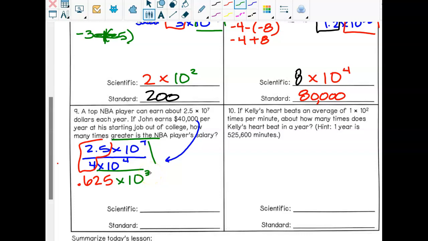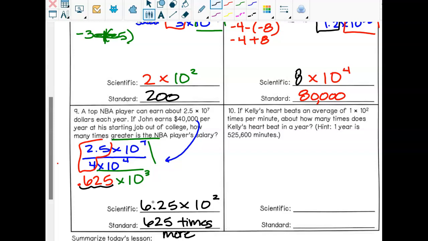So that's not a great way to write it in scientific notation. So I'm going to go ahead and just convert that. So if I'm moving this over 1, 2, 3 places, that is basically 625. So the NBA player makes 625 times more money. If I write that in scientific notation, that's going to be 6.25 times 10 to the 2nd, because I don't want to leave 0.625 in scientific notation. So I want to make my scientific notation correct in that answer.